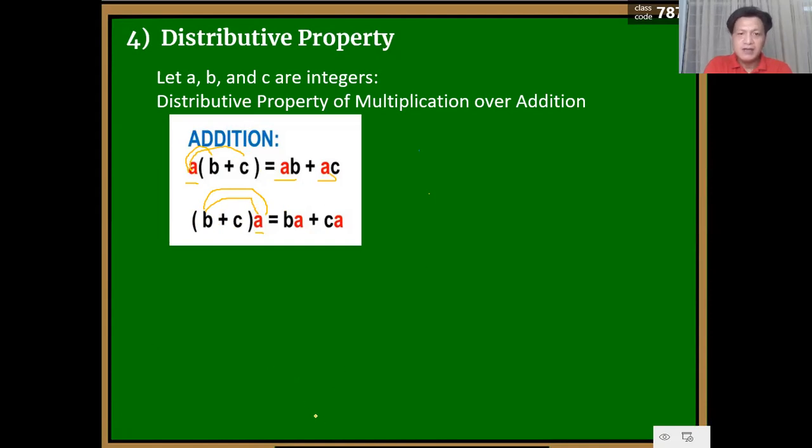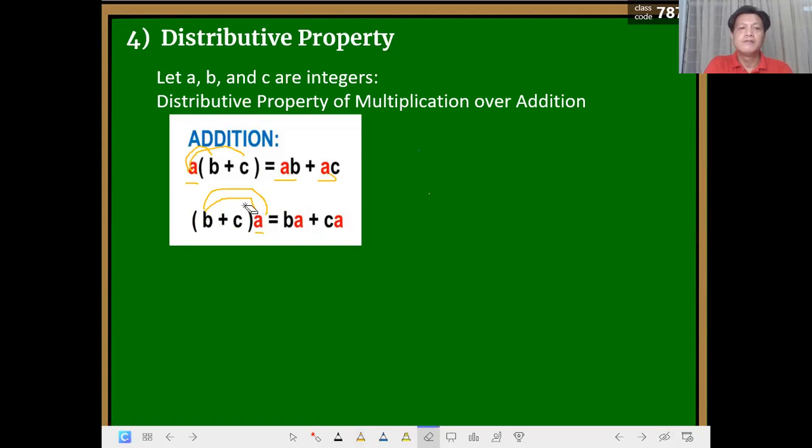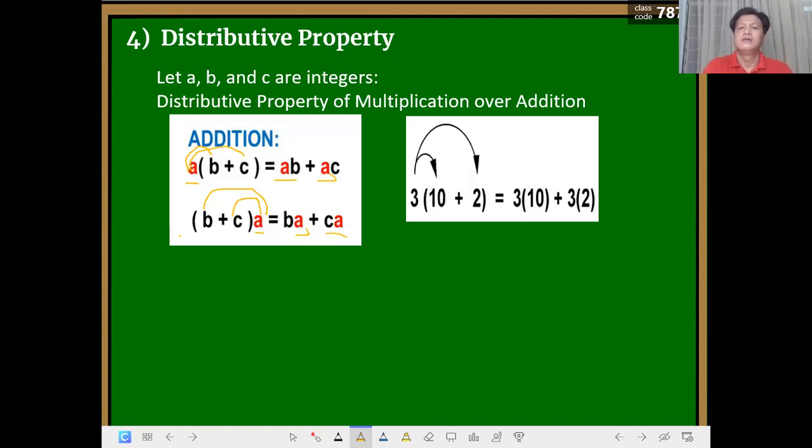ulitin natin, mali yung aking napindot. So meaning to say, ito naman tayo, C times A or A times C, no? Ito naman, sinare natin. Kaya nga CA siya. Okay, so with that example natin, di ba, ito yung C3. Meaning to say, C3 po ay i-distribute mo sa bawat number or term sa loob ng parenthesis.